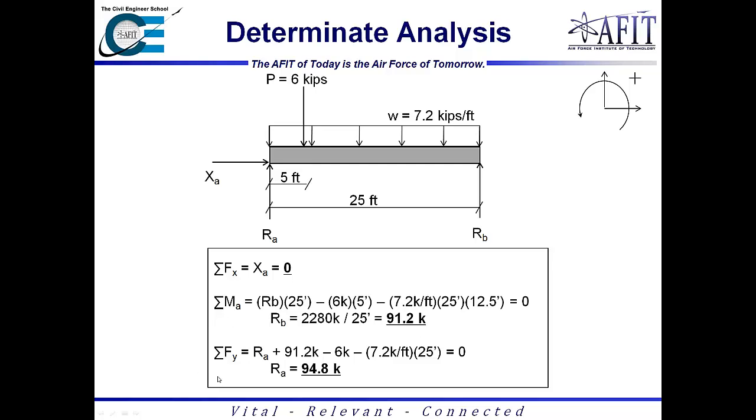Then going back into summing the forces in the y direction, now that I know R sub B, basically what it winds up being is R sub B acting in a positive direction, the 7.2 kips acting negative, and the 6 kip acting negative, which results in an R sub A of 94.8. Doing a quick sanity check on this, because this 6 kip load is further to the left than it is to the right, you automatically know that R sub A has to be larger than R sub B.